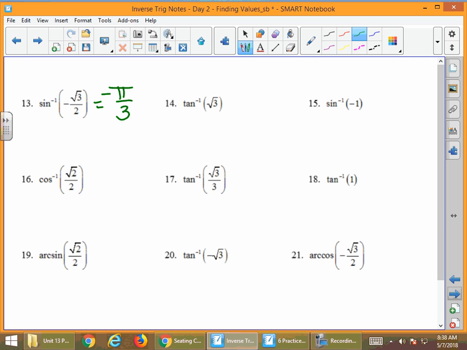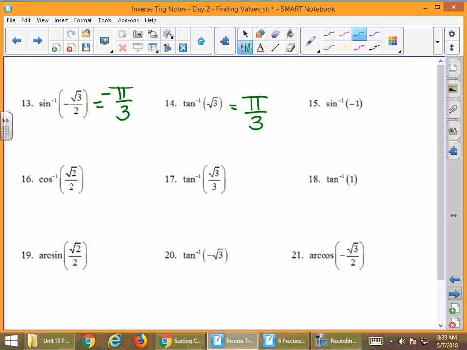The inverse tangent of the square root of 3 for problem number 14. Well, what angle of tangent has a value of radical 3? It's just going to be pi over 3.